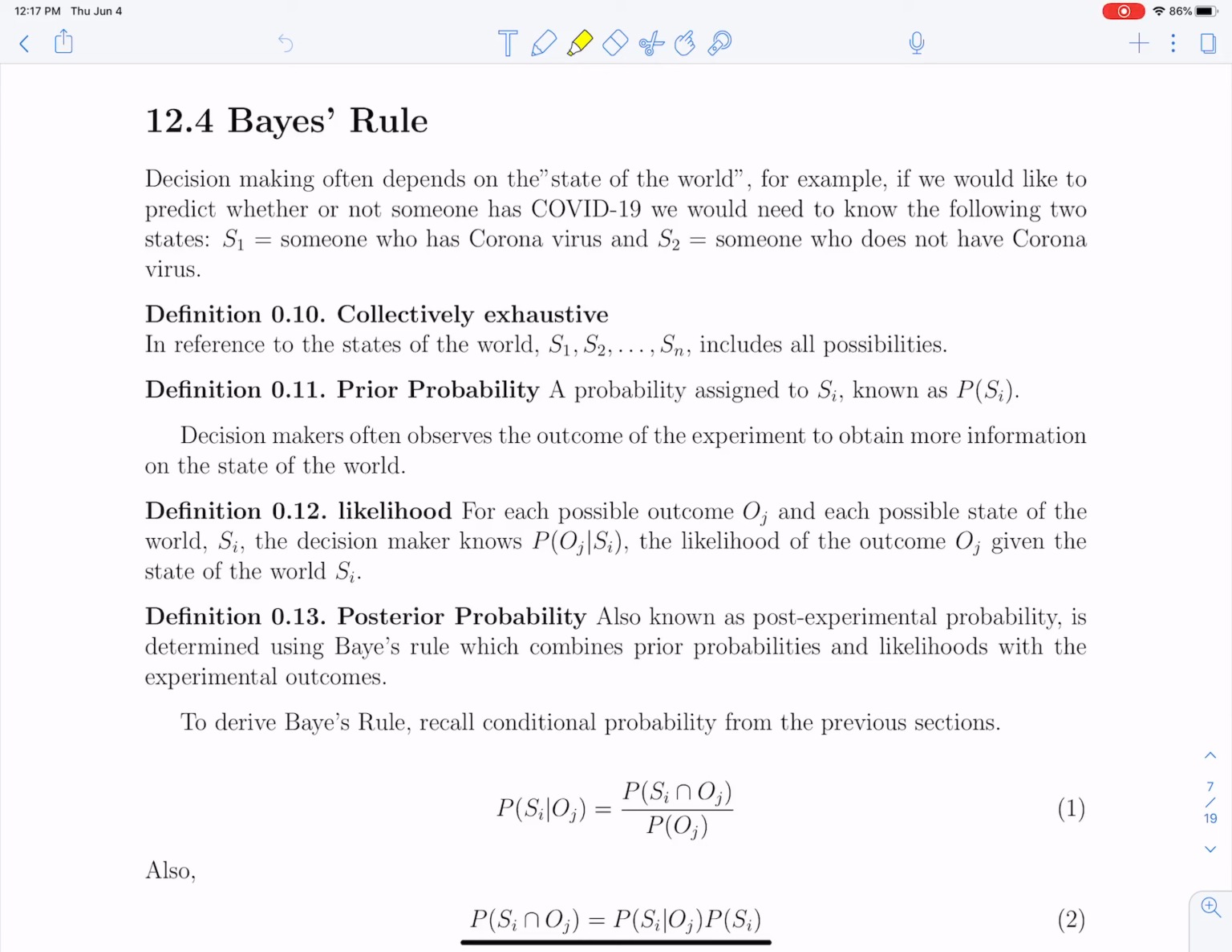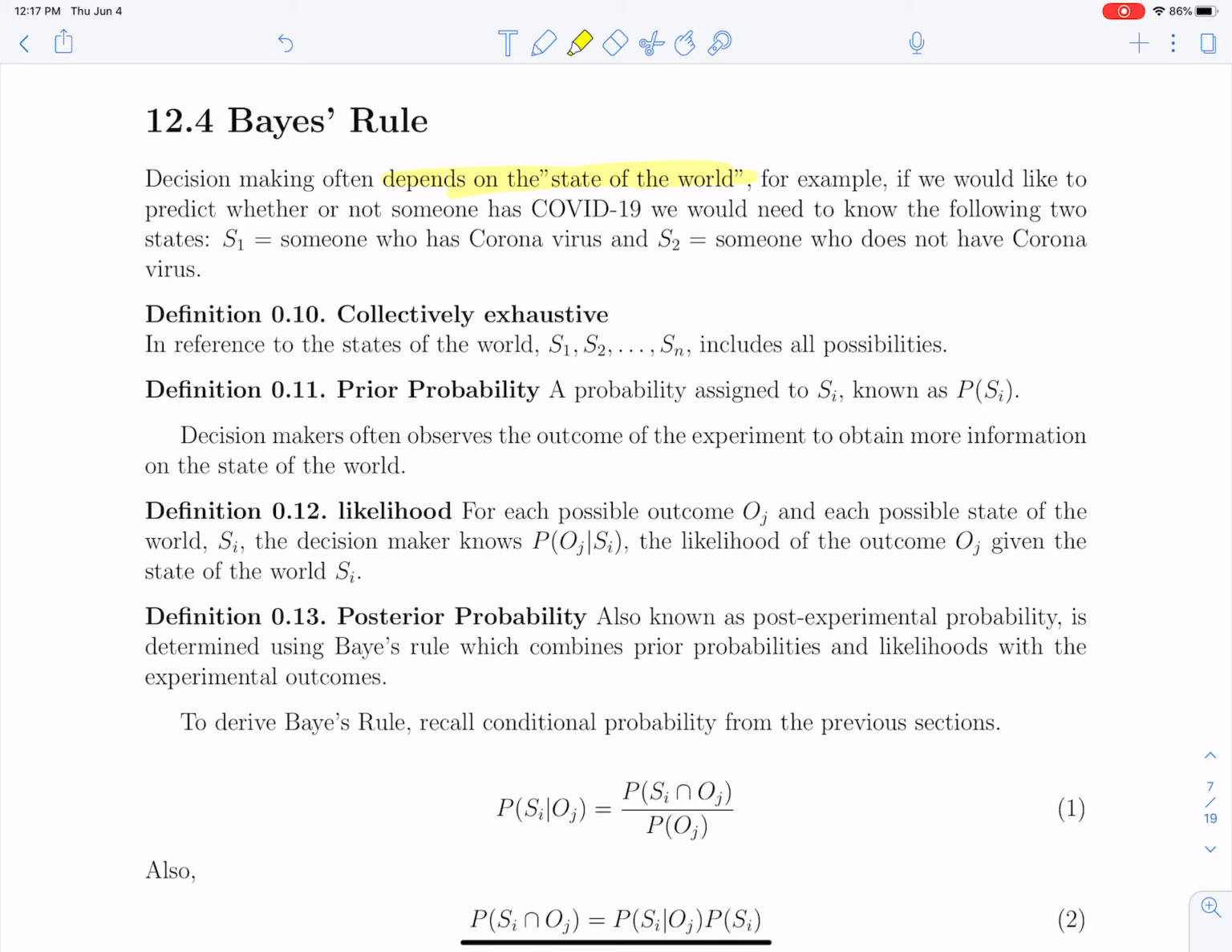Okay, hey everybody. We're going to go over 12.4, which is Bayes' rule. This is, again, having to do with probability. Most of the sections are basically just about different probability rules. Bayes' rule is usually dependent on the state of the world. So this is different than the probability we were looking at before. It's not just looking at experiments.